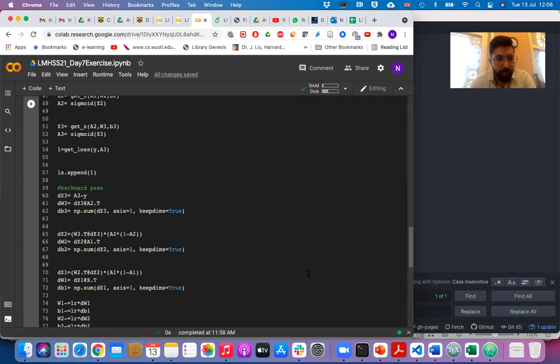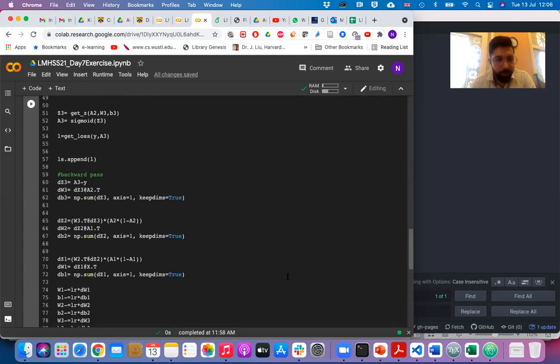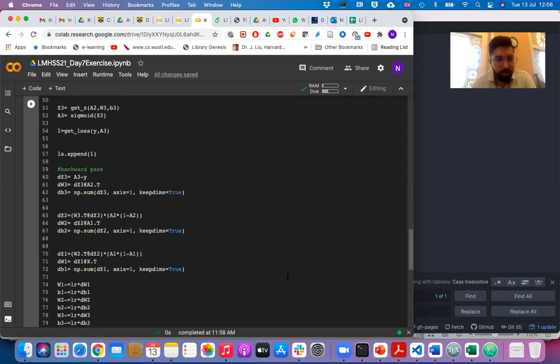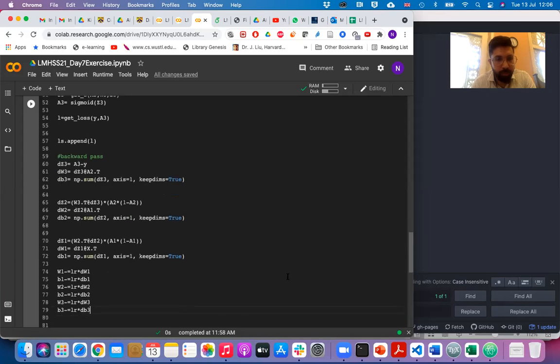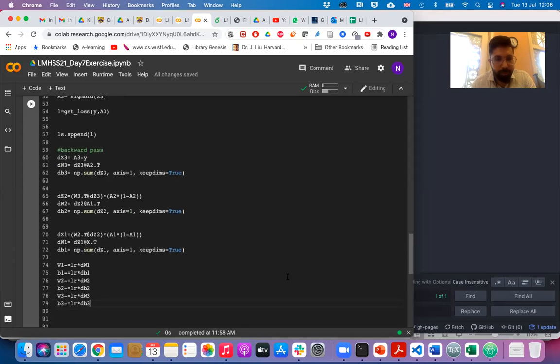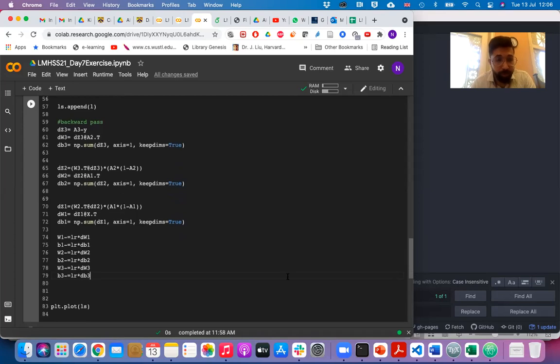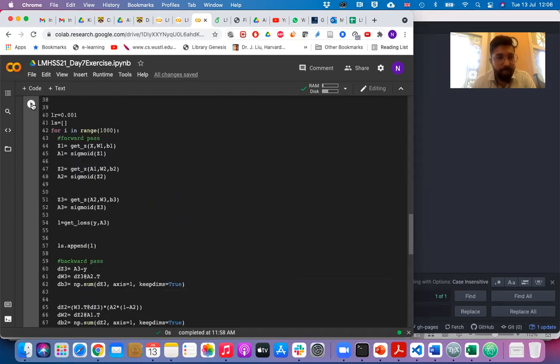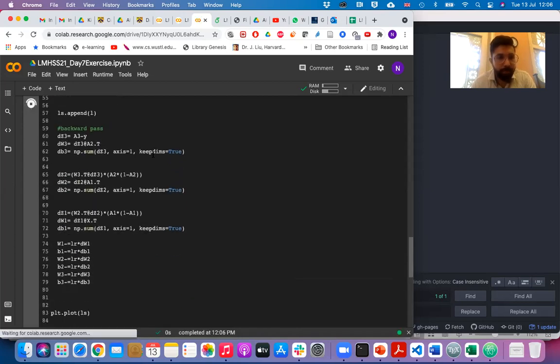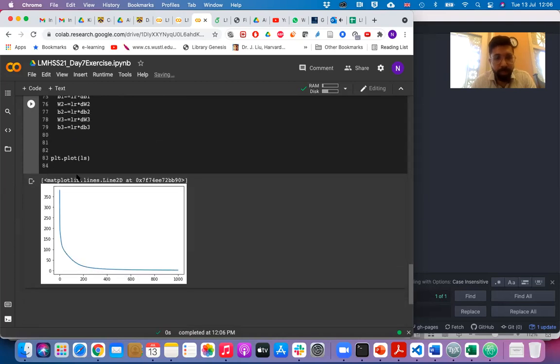DV3, A2 transpose, this seems fine. W3 transpose A2 minus 1 minus A2, that's also fine. This seems fine. This seems fine. This seems fine. It seems like it is indeed fine. Let's run it. And let's see. So it does indeed converge.